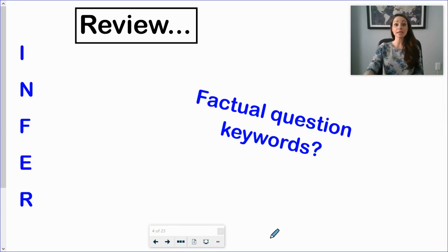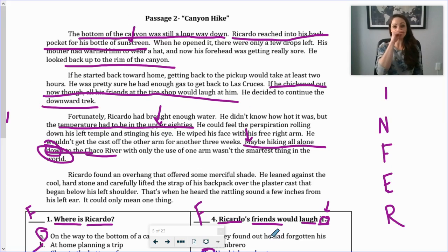So it's really important to analyze and pay close attention to what the question is asking you. Okay, so speaking of factual questions, I want to take a look at your factual question independent practice. It's called Canyon Hike. For the sake of time, I'm not going to go through this passage entirely. I just want to go over my thinking as I read and completed this passage, and then clarify any questions you might have had.